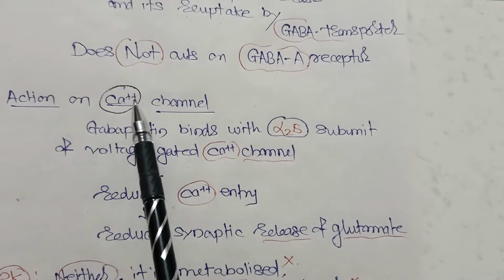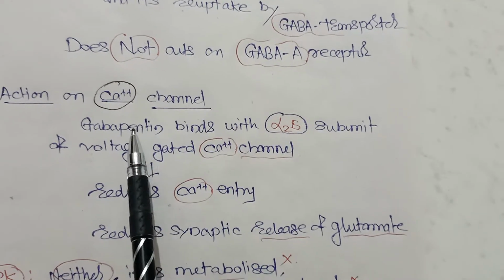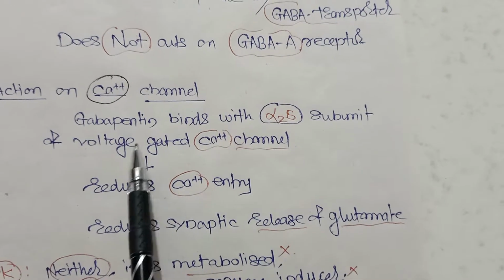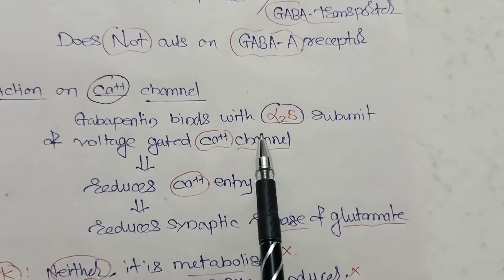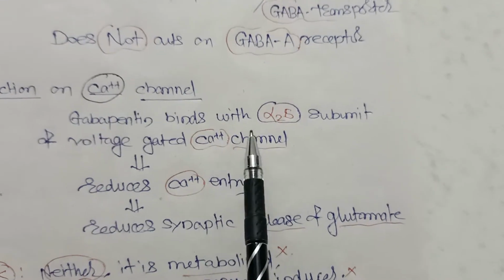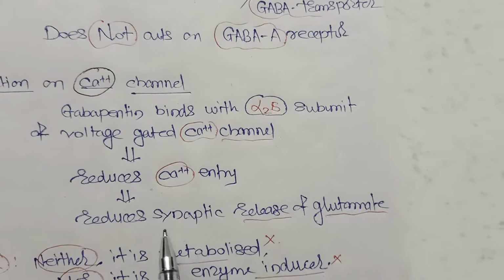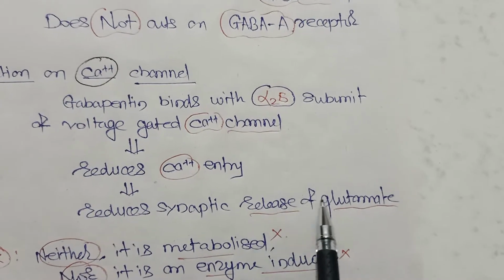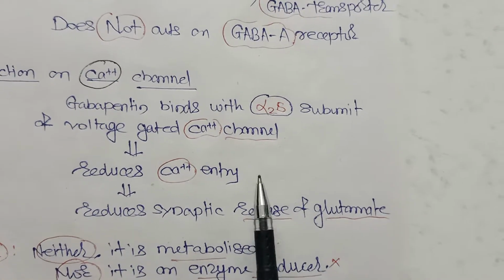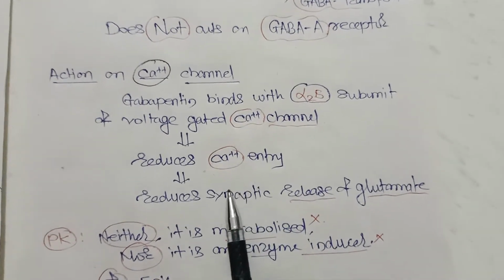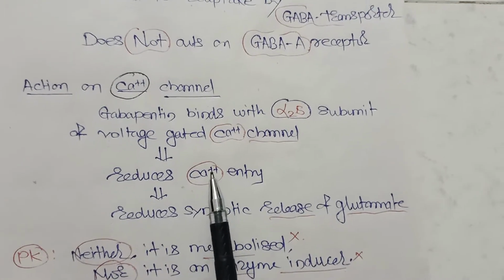What is the action on the calcium channel? Gabapentin binds with the alpha-2 S subunit of the voltage-gated calcium channel. When it binds, it reduces the calcium entry, and when it reduces the calcium entry, it reduces the synaptic release of glutamate, which is an excitatory neurotransmitter, and that contributes to its anticonvulsant effect.